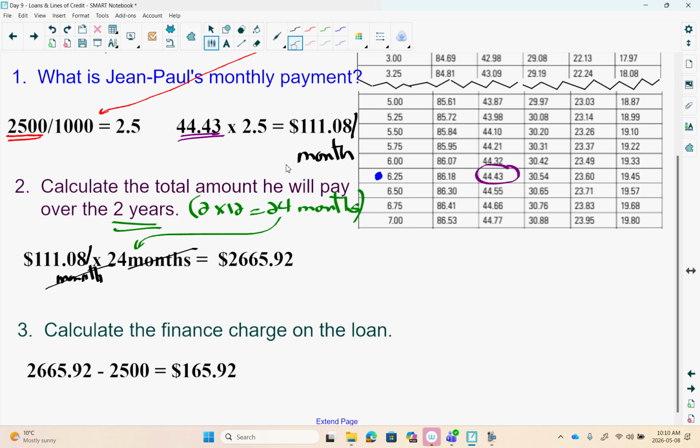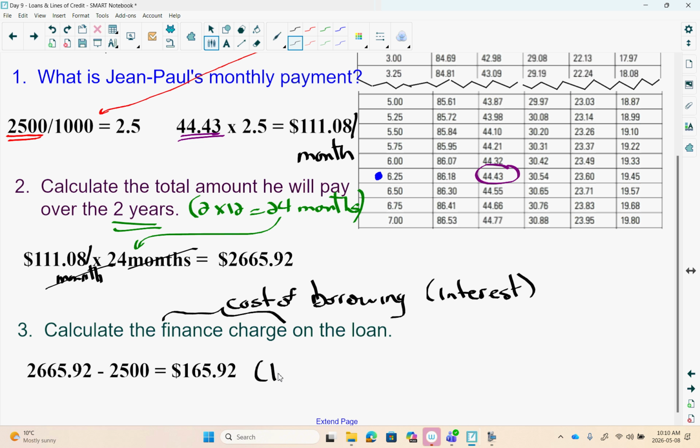The finance charge is the cost of borrowing. It's the interest. And I would just take the $2,665.92 and subtract the principal. I pay $165.92 in interest.